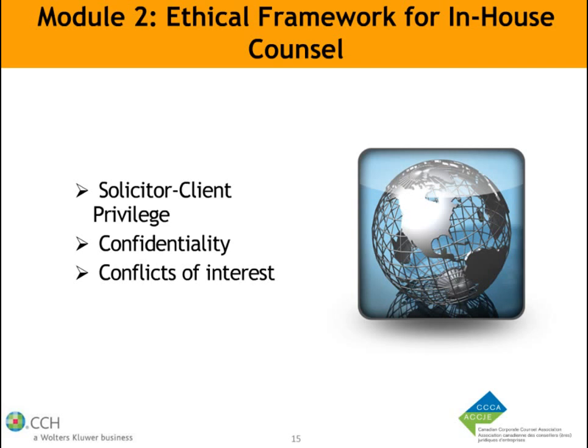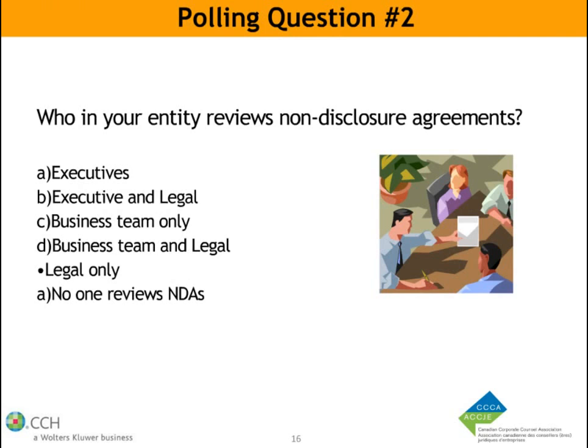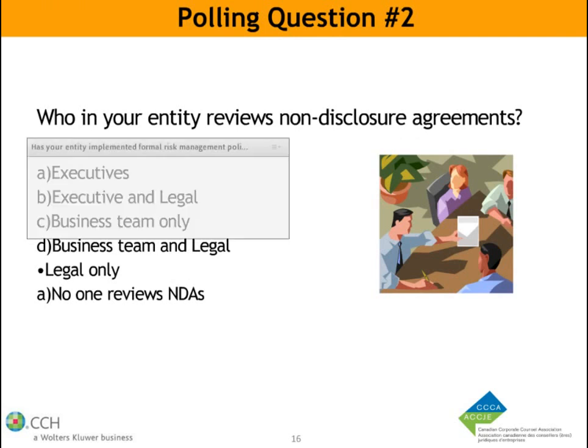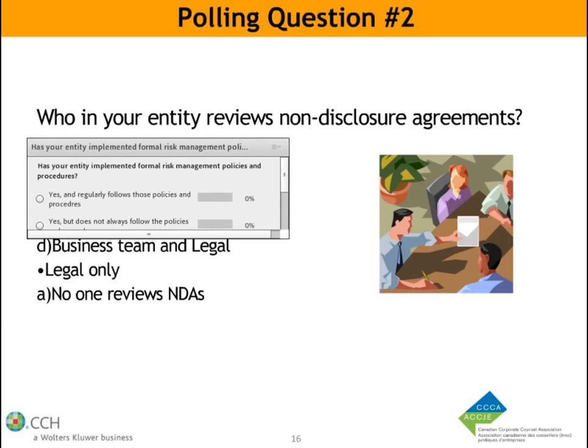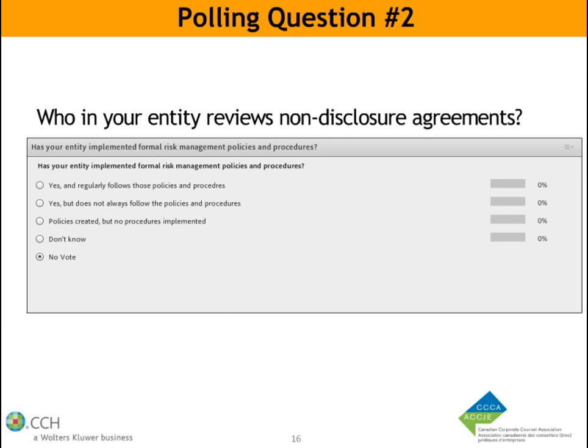Okay, great. And as I said before, this is an academic discussion, mostly because I'm not a member of any of the Canadian Law Societies. So the outline for our Module 2 is these three points: solicitor-client privilege, confidentiality, and conflicts of interest. Now we have one polling question for you right here. Who in your entity reviews non-disclosure agreements? Is it the executives and legal, the business team only that's concerned with this particular NDA, the business team and legal, legal only, or no one, which is not a great answer, but sometimes.